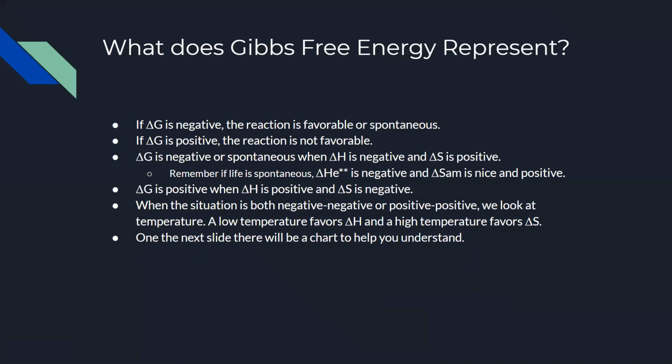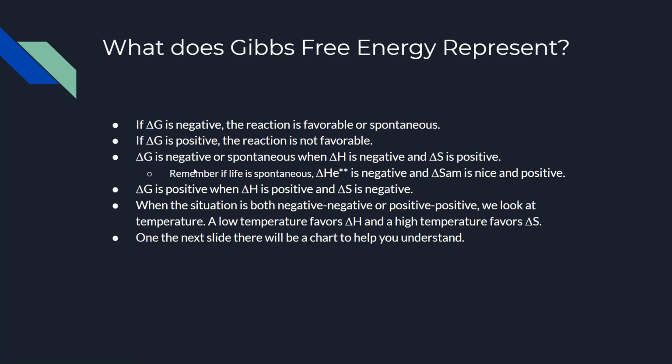First of all, if delta G is negative, the reaction is favorable. If delta G is positive, the reaction is not favorable. Think of it as a stone. If a stone is rolling downhill or on a negative slope, that's favorable. But a stone can't roll uphill by itself, so that's not favorable.